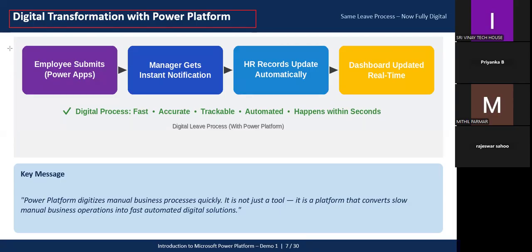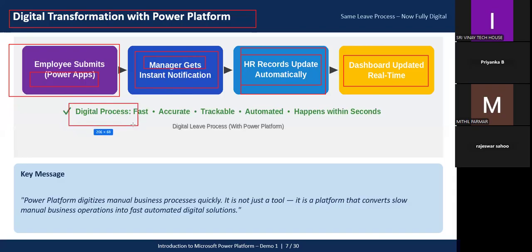See here, the employee submits a leave request within Power Apps. The manager gets an instant notification, which we will implement using Power Automate. HR records update automatically in Dataverse. The dashboard is updated in real time, which is basically Power BI. The dashboard automatically gets updated from Dataverse into Power BI.